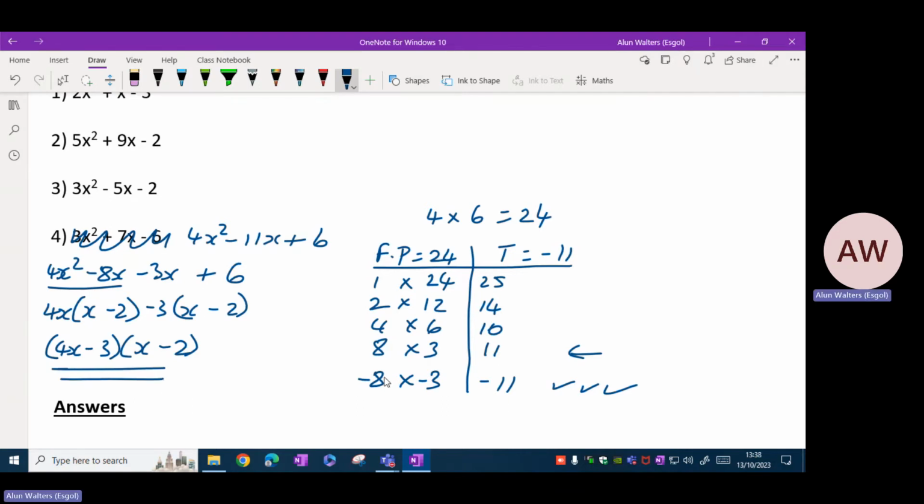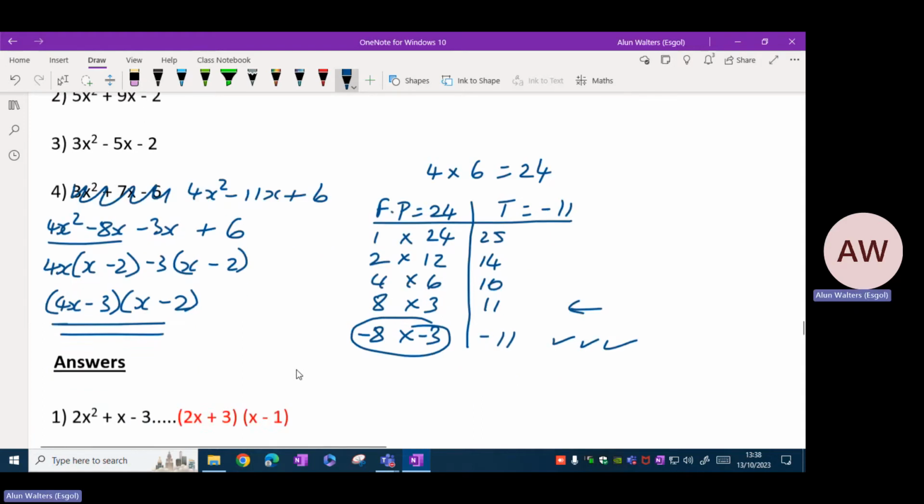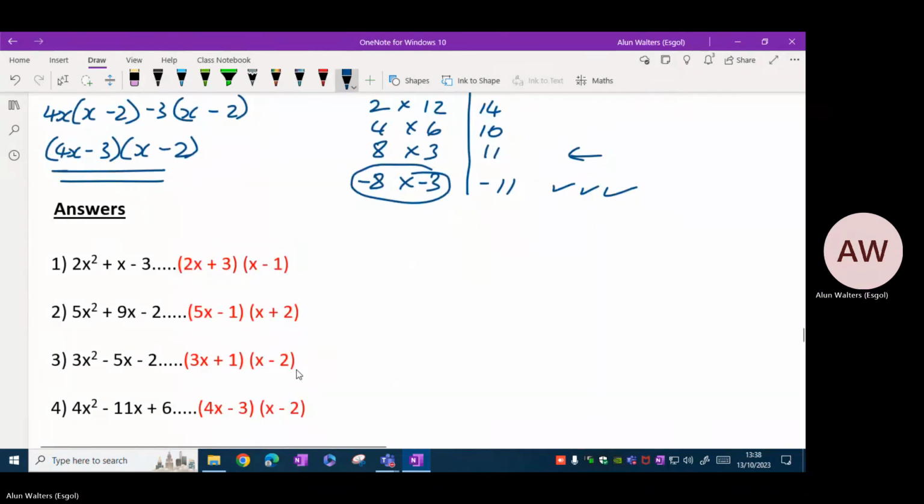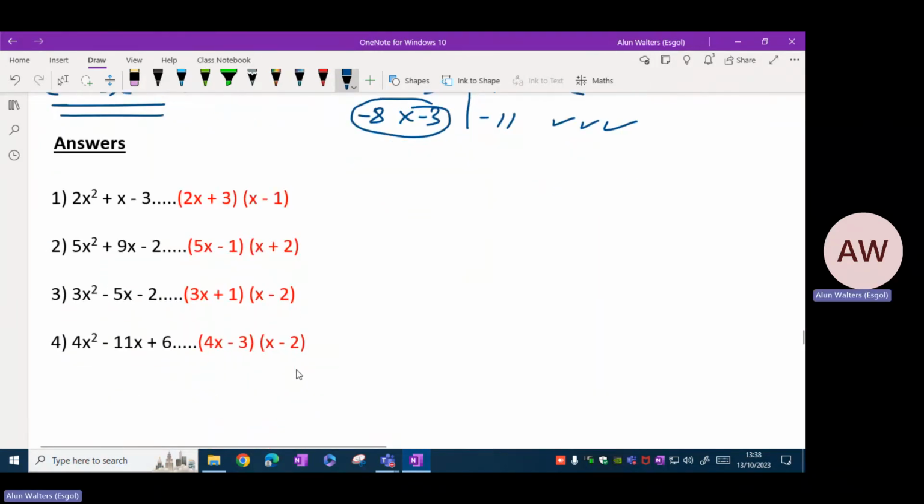So that is something to watch out for. A minus times a minus gives you the plus 24, but they total up to give you a negative 11. Okay, so those are all the answers.